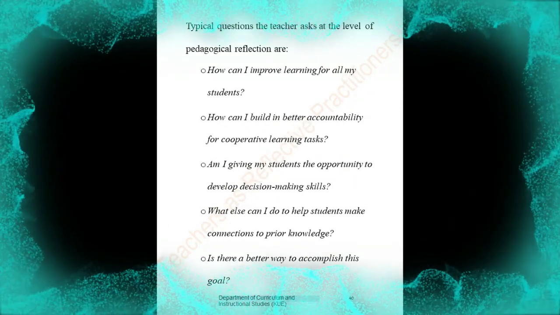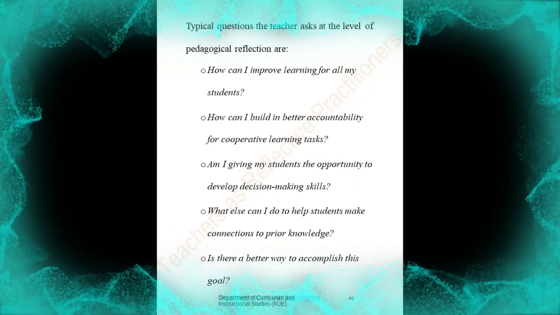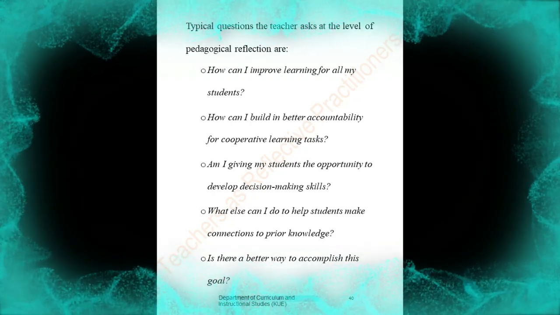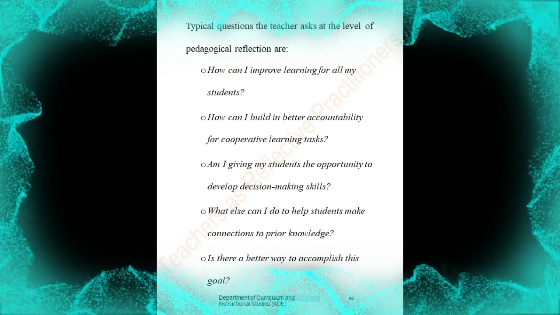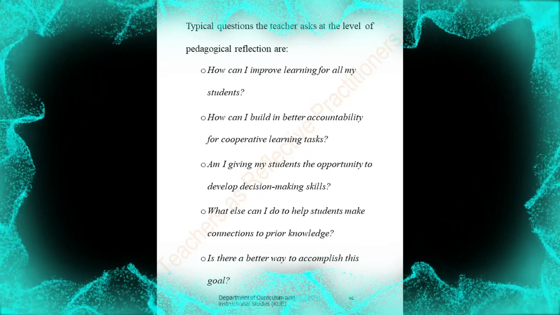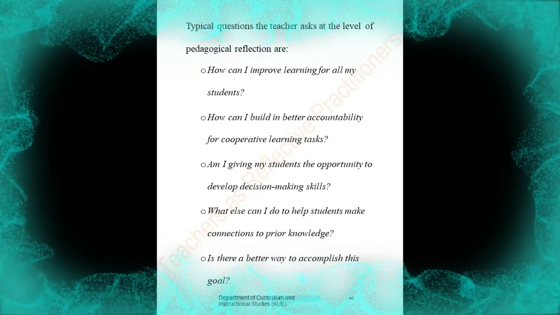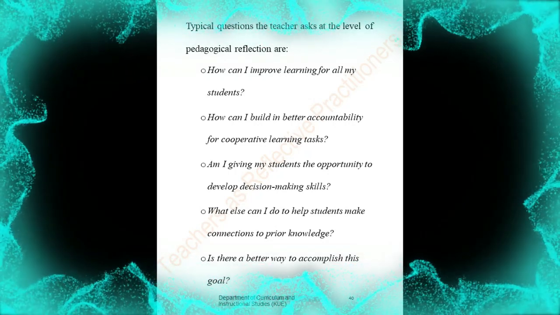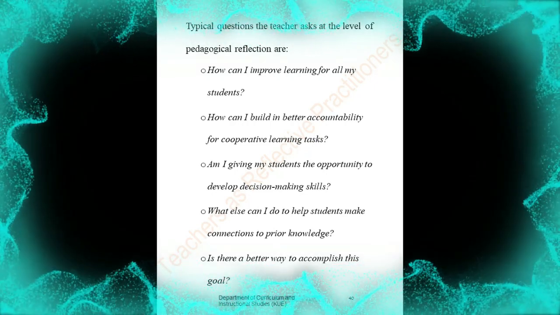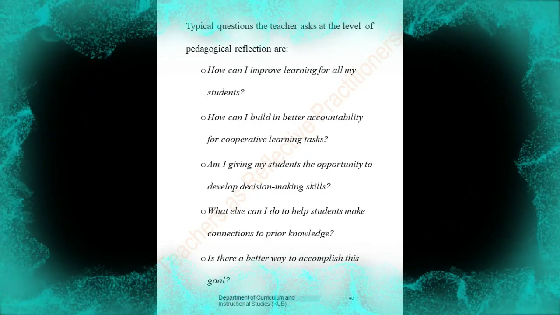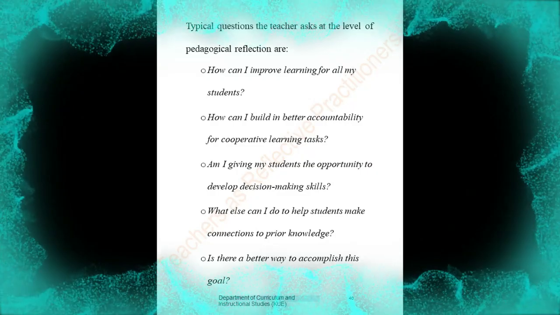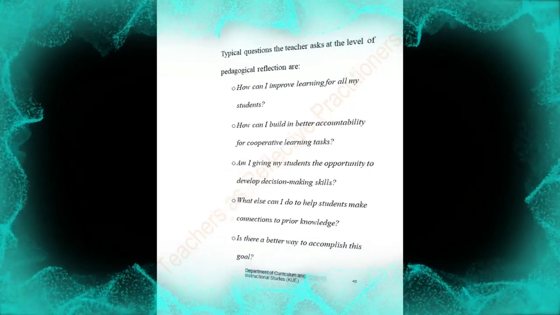Typical questions the teacher asks at the level of pedagogical reflection are, "How can I improve learning for all my students? How can I build in better accountability for cooperative learning tasks? Am I giving my students the opportunity to develop decision-making skills? What else can I do to help students make connections to prior knowledge? Is there a better way to accomplish this goal?"